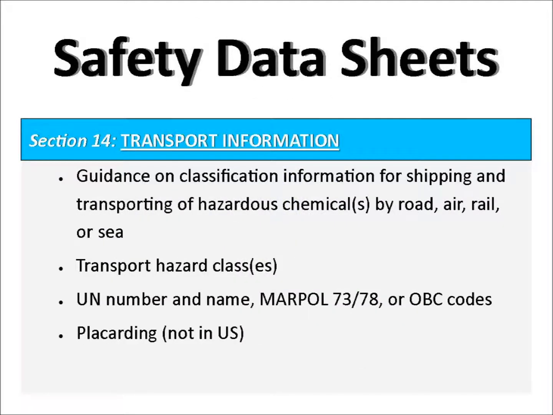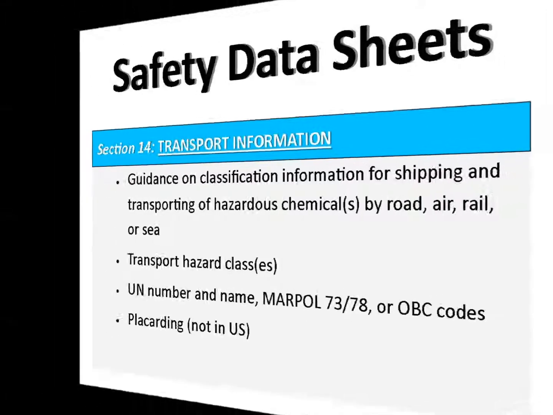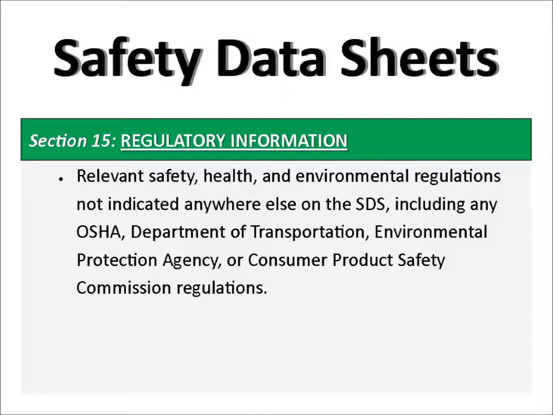Section 14, Transport Information. This includes classification information for shipping and transporting of hazardous chemicals by road, air, rail, or sea. Section 15, Regulatory Information. This includes relevant safety, health, and environmental regulations not indicated anywhere else on the SDS, including any OSHA, Department of Transportation, Environmental Protection Agency, or Consumer Product Safety Commission regulations.